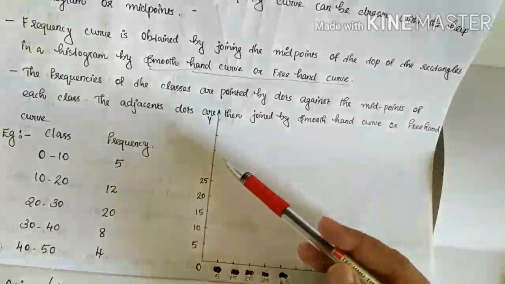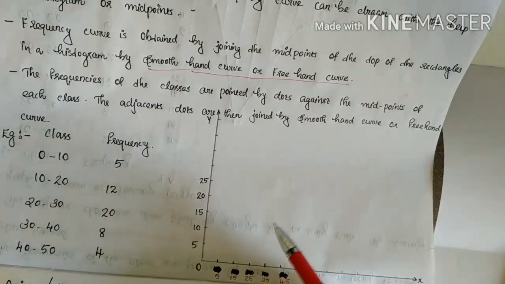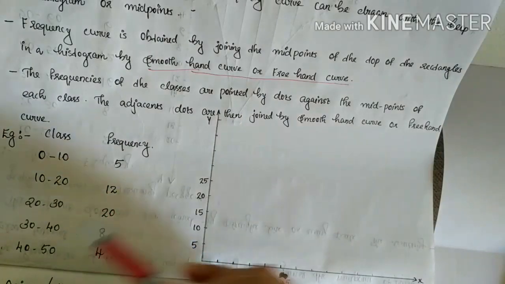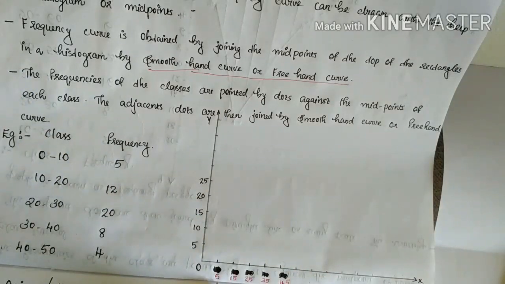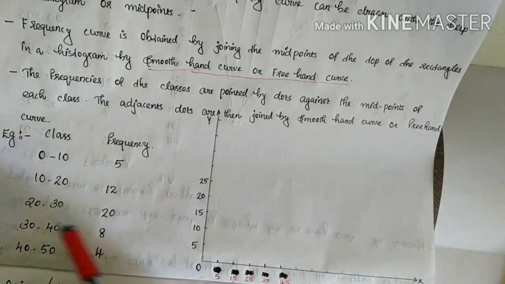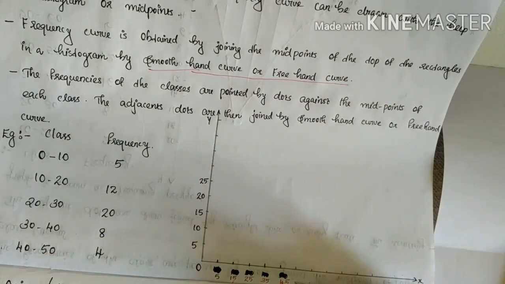The first procedure is to draw a baseline, the x-axis, and a y-axis. On the x-axis, you have to take the mid values of all the classes. For the class 0 to 10, the mid value is 5. For the class 10 to 20, the mid value is 15. For the class 20 to 30, the mid value is 25. For the class 30 to 40, the mid value is 35. And for the class 40 to 50, the mid value is 45.